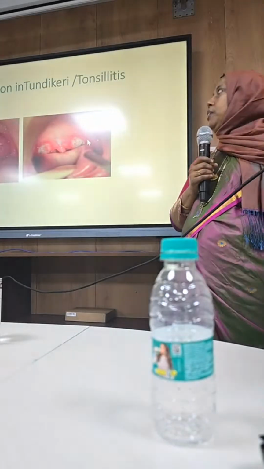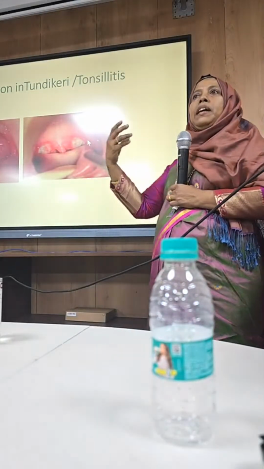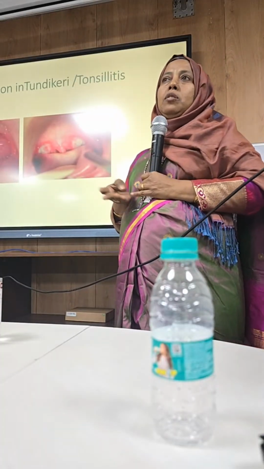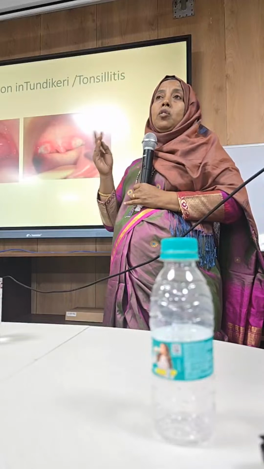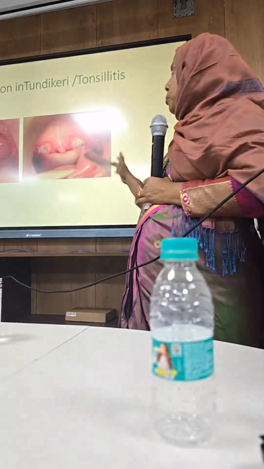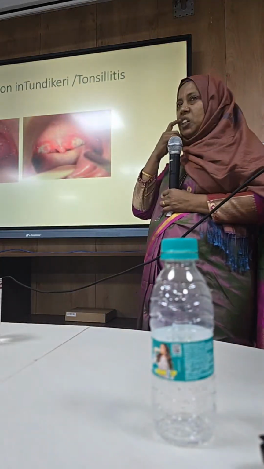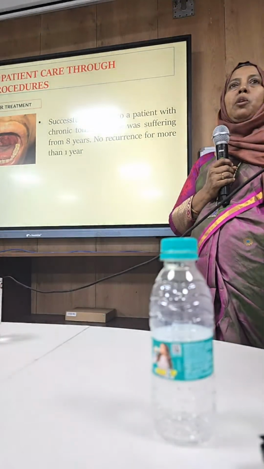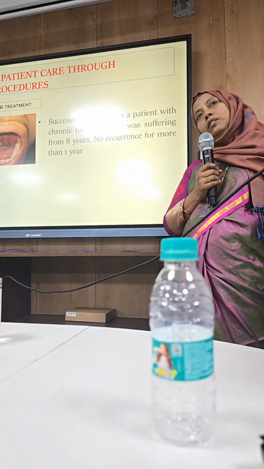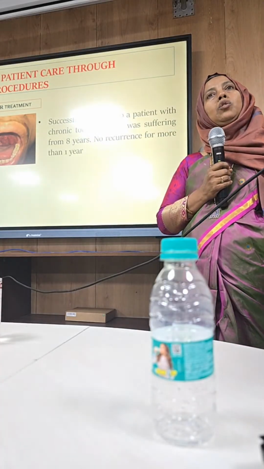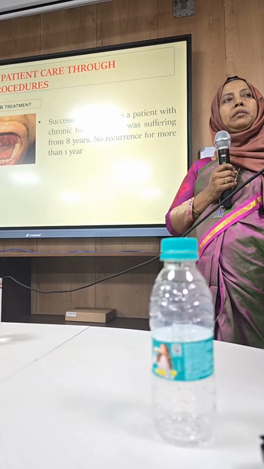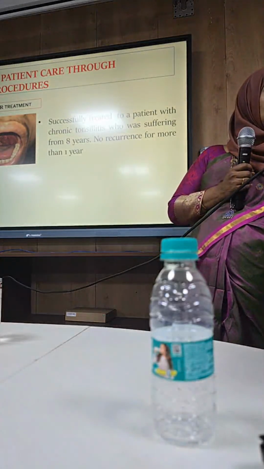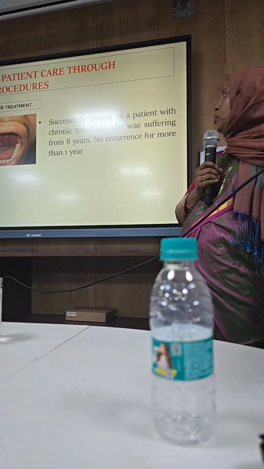Then in Tundikeri, we have very good results. You can apply Shara in any type of tonsillitis, whether parenchymatous, fibrotic or follicular. But application is a little difficult, especially if it is a small child, as some patients will have a gag reflex. In that case you can use the spray, and then you can easily do the procedure. In these patients also we can give very good results.